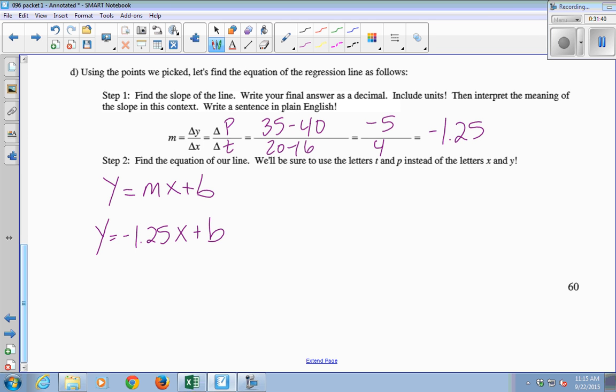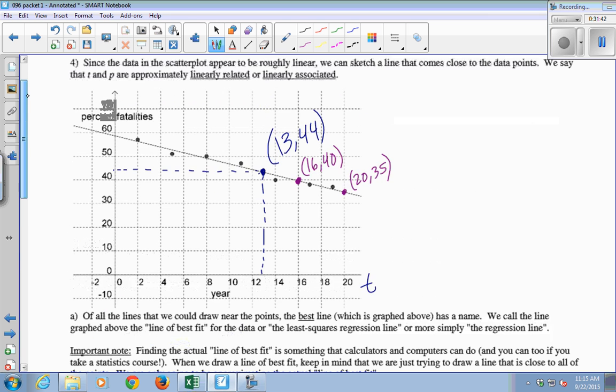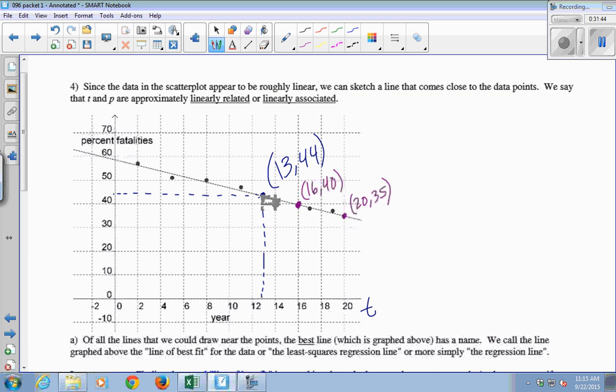I could try to estimate it from my picture. Right, looks like, ooh, it's hard to say, 58 maybe. Yeah, something like that. But because it's hard to estimate, it doesn't go right through a grid line. Let's do it the algebraic way.